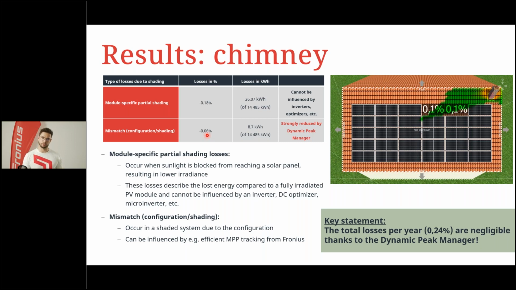So in total, we would have losses with this chimney structure of 0.24% over the whole year. So I personally would say that's negligible. That's really so low that you can operate like this, of course, as well. So here on top, we can see again, it would affect basically 2 of those modules with around 0.1% over a whole year.